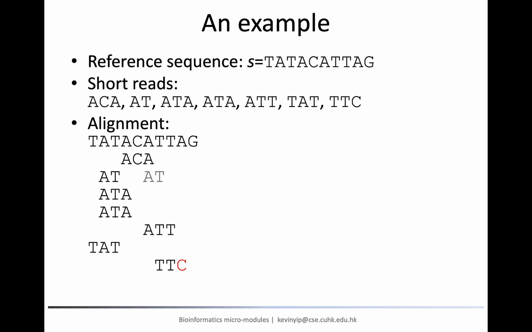We should also notice that the read TTC does not have a perfect match with the reference, which can be due to sequencing errors or differences between the reference sequence and the actual DNA sequence. Finding out these differences is in fact precisely what we want to achieve in sequencing. However, if we have used a good reference sequence, we can expect that most of the reads have a perfect or near perfect match with the reference. And this is important for the methods that we are going to discuss in these several micromodules.